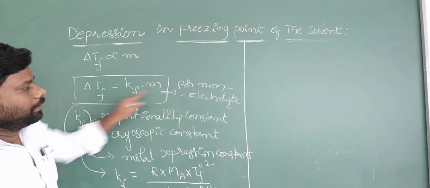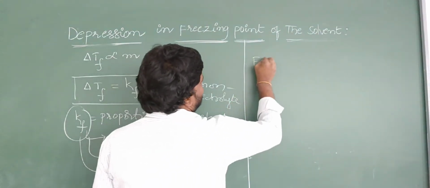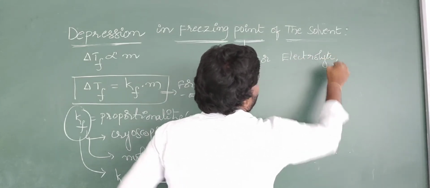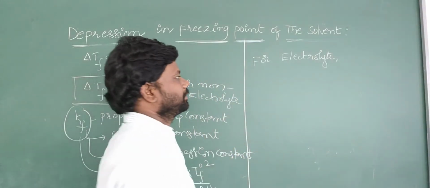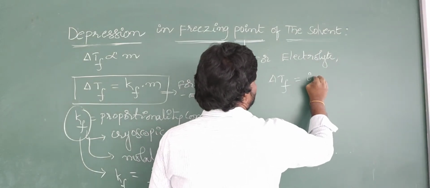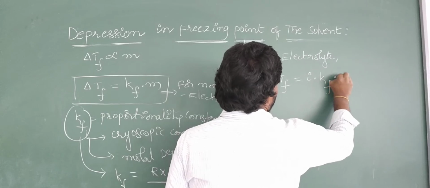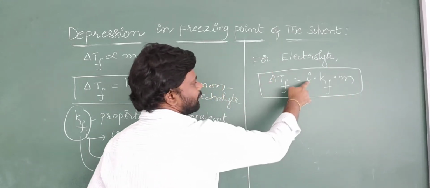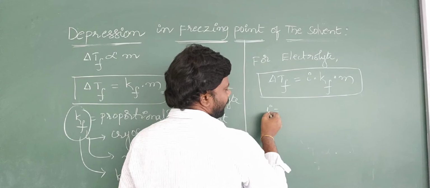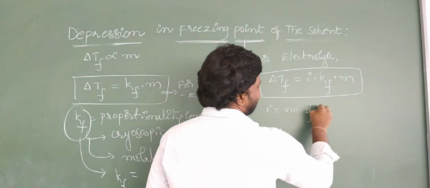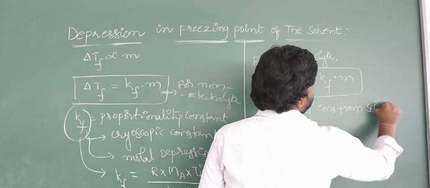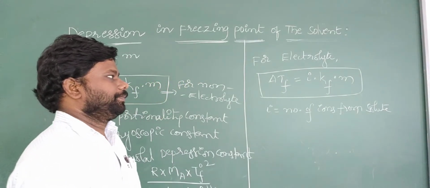This equation is for non-electrolytes. For electrolytes, we use the van't Hoff factor. Delta Tf is equal to i into Kf into m. Here i is the van't Hoff factor. I means here the number of ions from the solute.